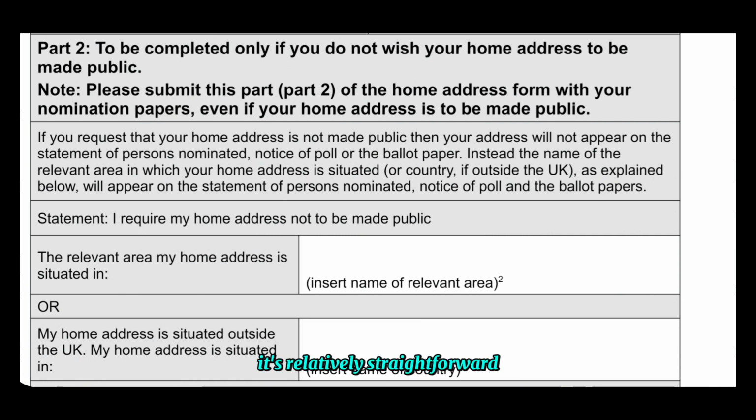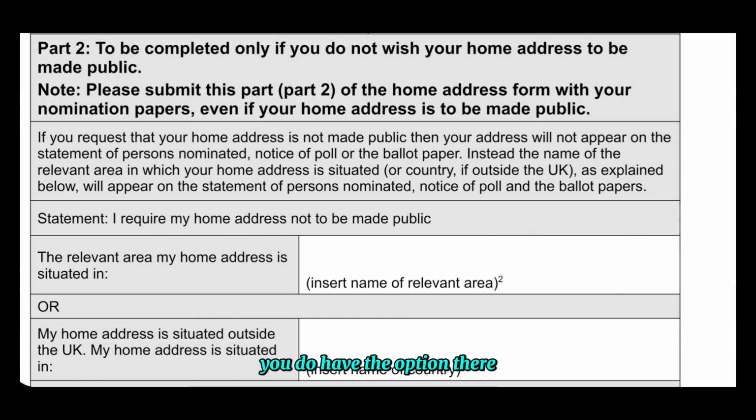It's relatively straightforward. All you need is to put in the relevant area. Now, for ourselves, being in South Oxfordshire District Council, the relevant area is simply South Oxfordshire. You do not put in the parish, so you don't put in Wallingford or anything else. All you need to put is the relevant area. My home address is situated in South Oxfordshire.